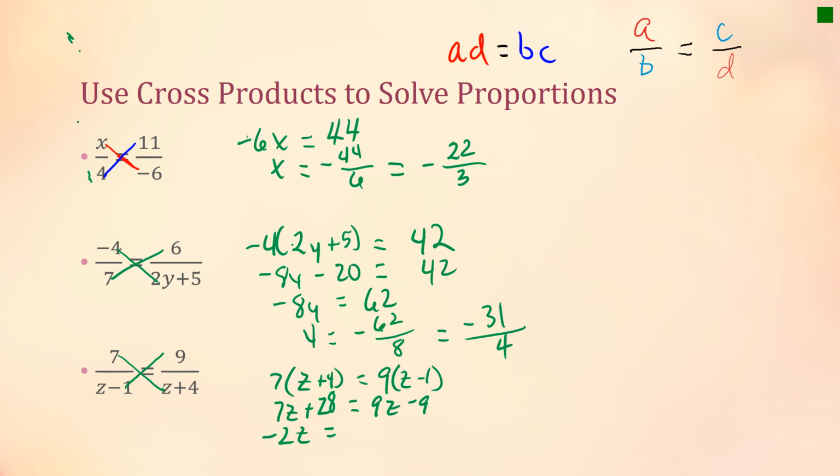All right. Now I got to subtract 28 from both sides. So let's see, negative 28 minus 9. That's negative 37. And we're going to divide both sides by negative 2. So now z is equal to, well, I got two negatives I'm dividing by. That's going to make everything positive. So 37 over 2. And I think that's in its simplest form right there.